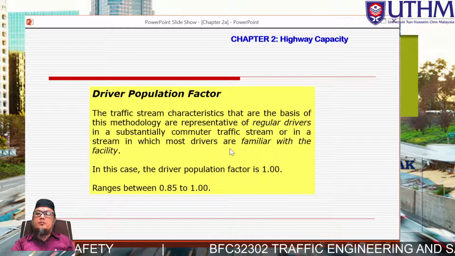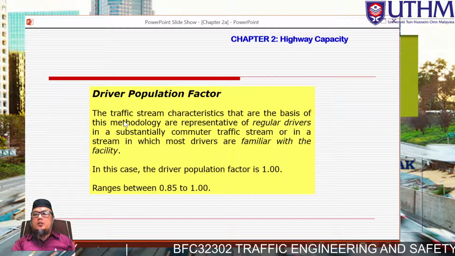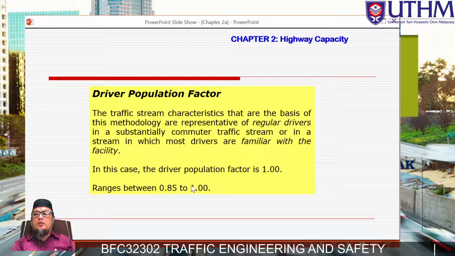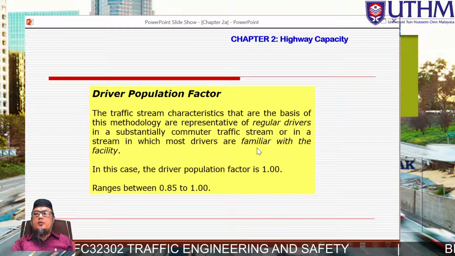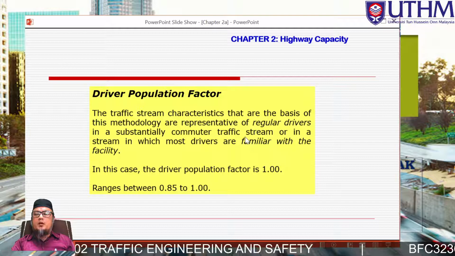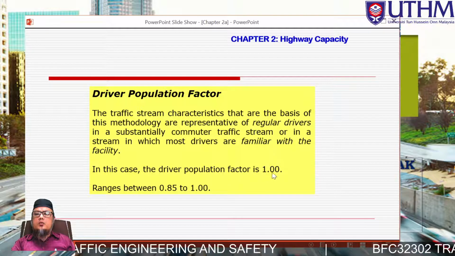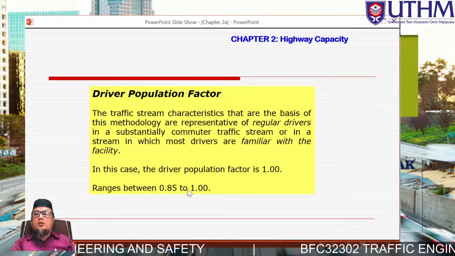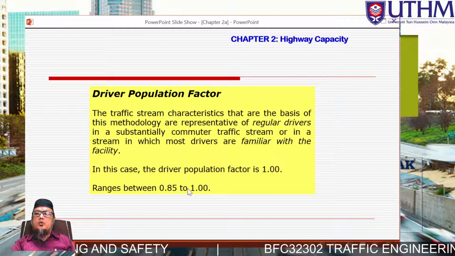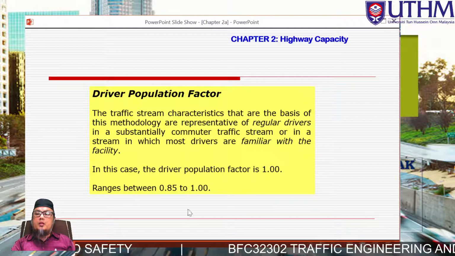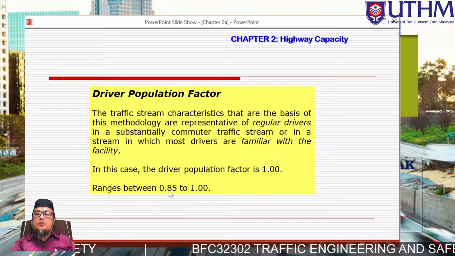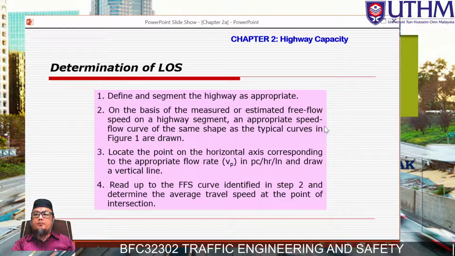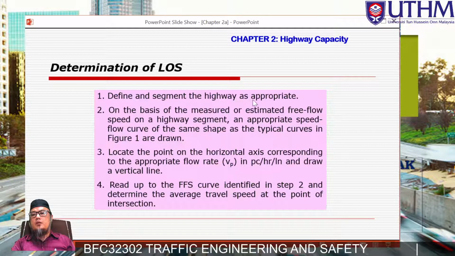Okay, driver population factors. The stream characteristic basically represents regular drivers. If the drivers are familiar with that particular highway or multilane facility, we consider no effect for the driver population factor. But sometimes we do have non-familiar drivers in that area, so the value ranges between 0.85 and 1.0. Okay, next we determine the level of service.